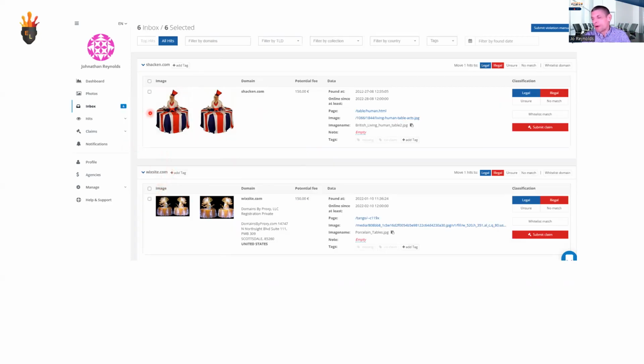So what I did is I uploaded these photos, and it makes a digital fingerprint of that photo, and then goes and finds all the websites. So this website's using it at this web page and this domain. And I'm like, wait a minute, neither of these companies do I work with or work for. So I marked them illegal and I hit submit form.